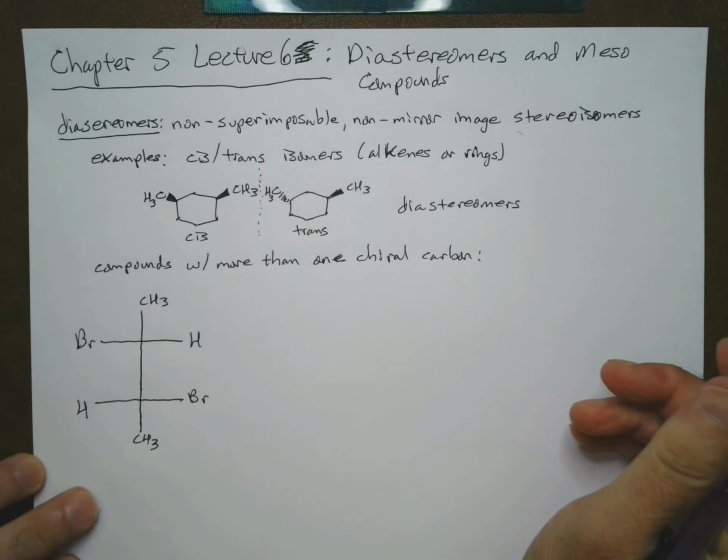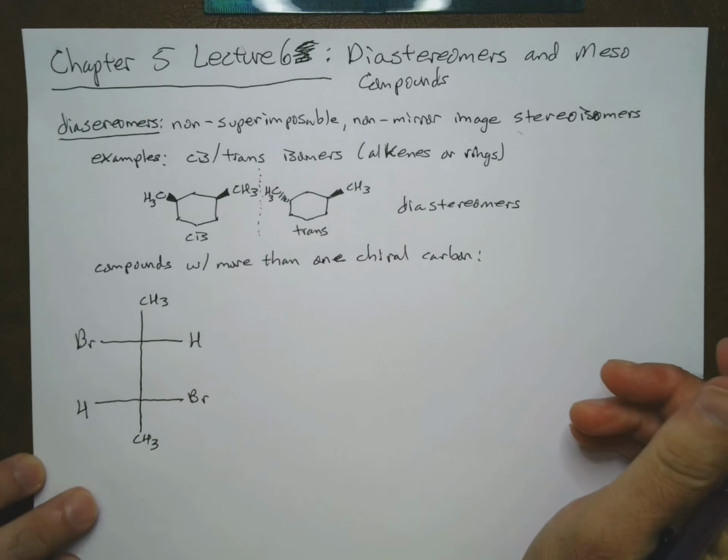A diastereomer of the other two. So again, when we're talking about enantiomers and diastereomers, we're talking about pairs. These two are enantiomers. These two are diastereomers. These two are also diastereomers.